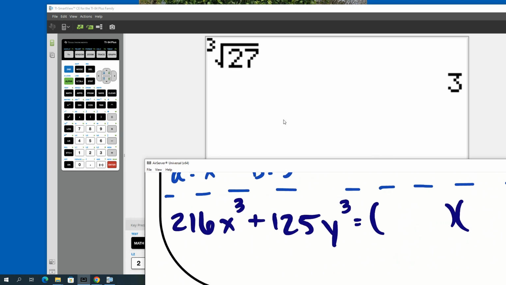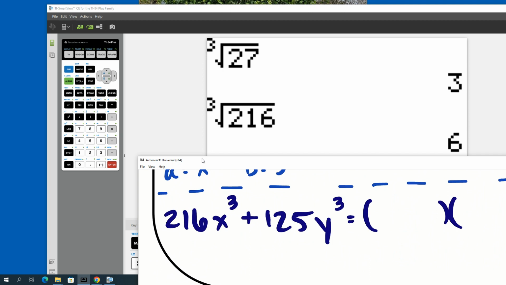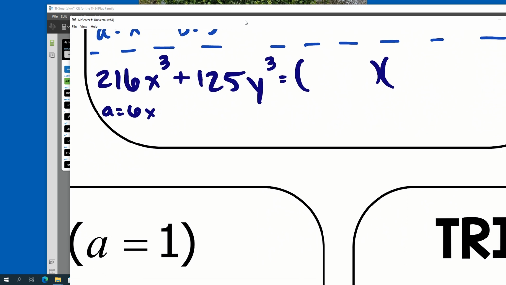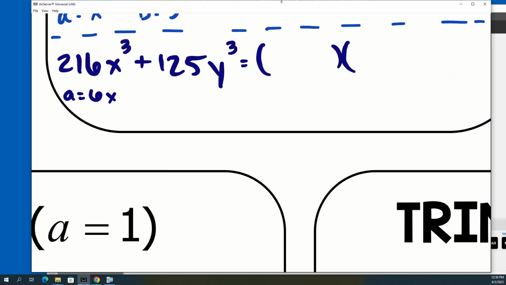Remember, it is math and then 4. The cube root of 216 is 6, so that means that A is 6x. And then the cube root of 125 is 5, so B is going to be 5y.